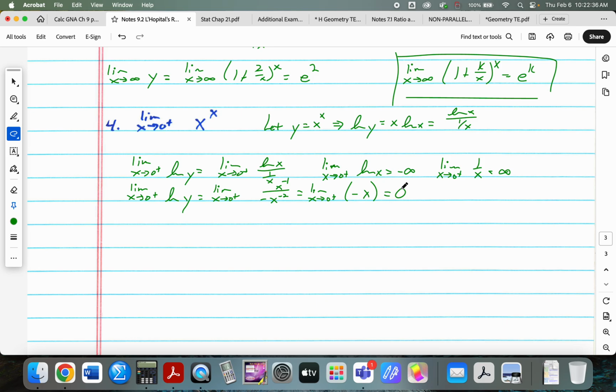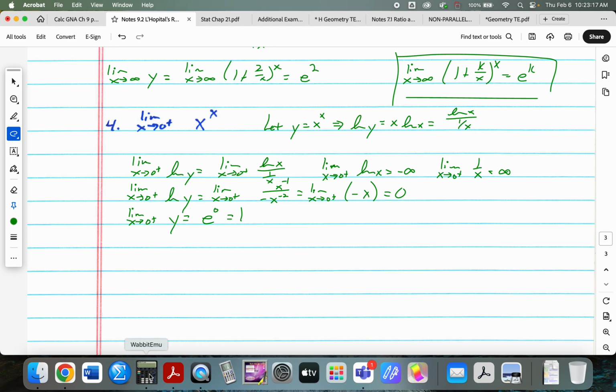But remember, I have to go back and change it into terms of y, not into terms of natural log of y. We'll have the limit as x approaches 0 from the right of y then will be e to the 0, which is 1. So it turns out that the 0 power is more powerful than the base being 0.